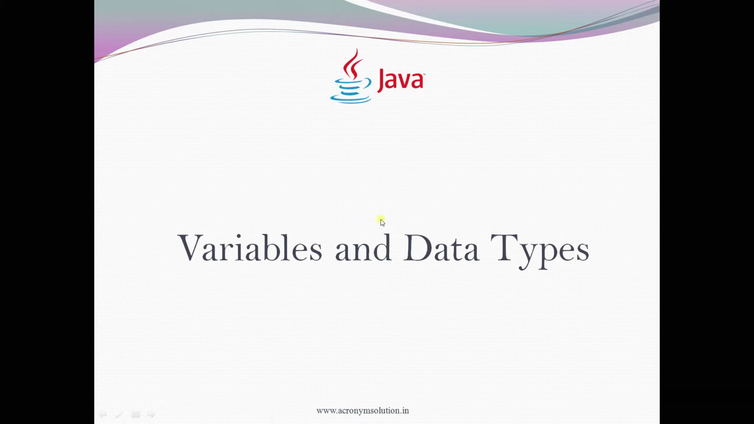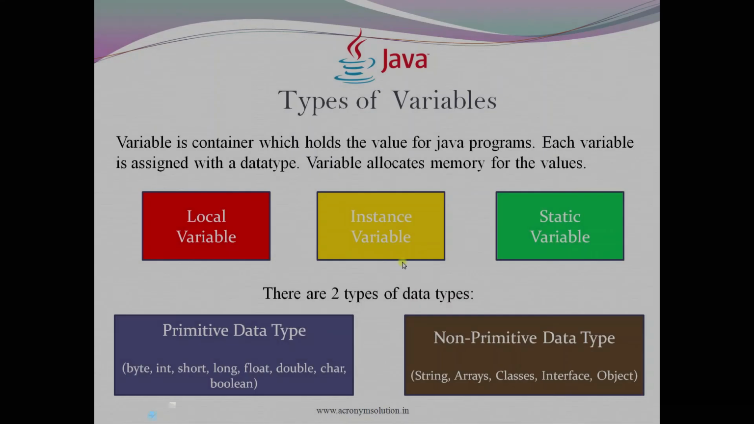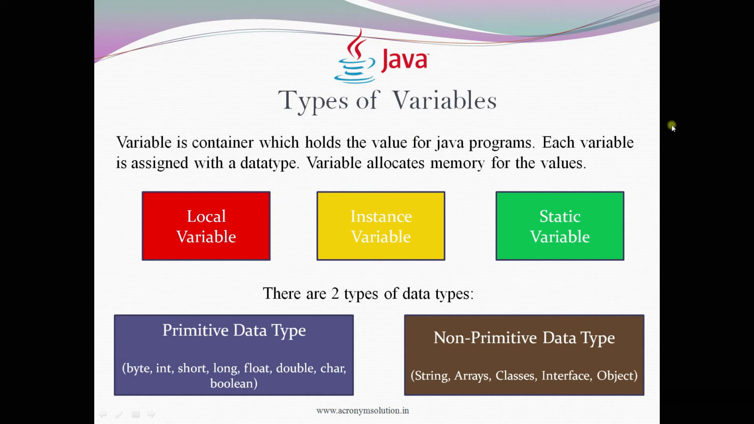Generally, there are three types of variables: local, instance, and static. And every variable is used with a data type. A variable itself does not have any value, so it has to be used with the help of data types only. There are various kinds of data types available, but generally there are two types: primitive and non-primitive. As per the definition, a variable is a container which holds a value for Java programs. Each variable is assigned a data type and the variable allocates memory for the values.